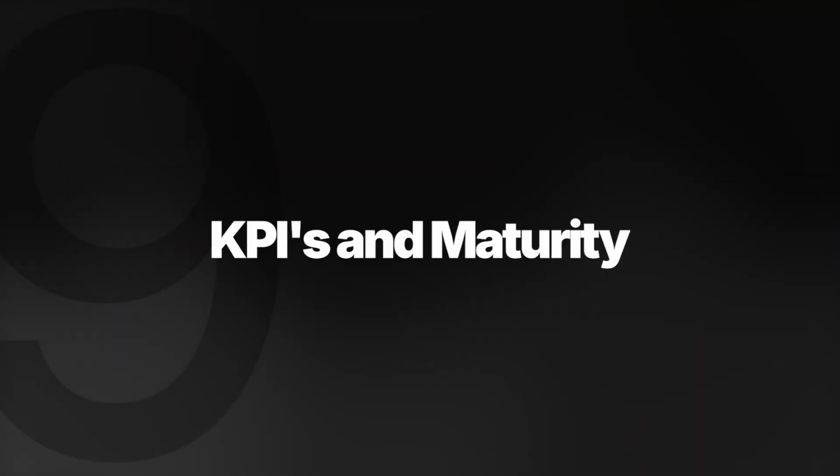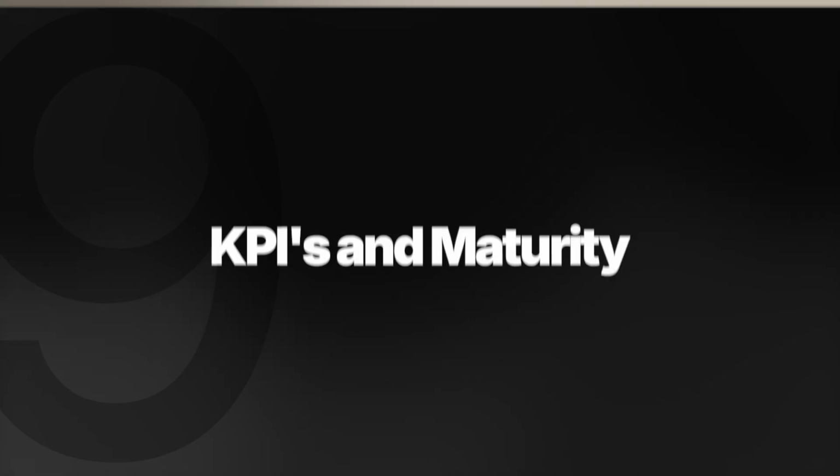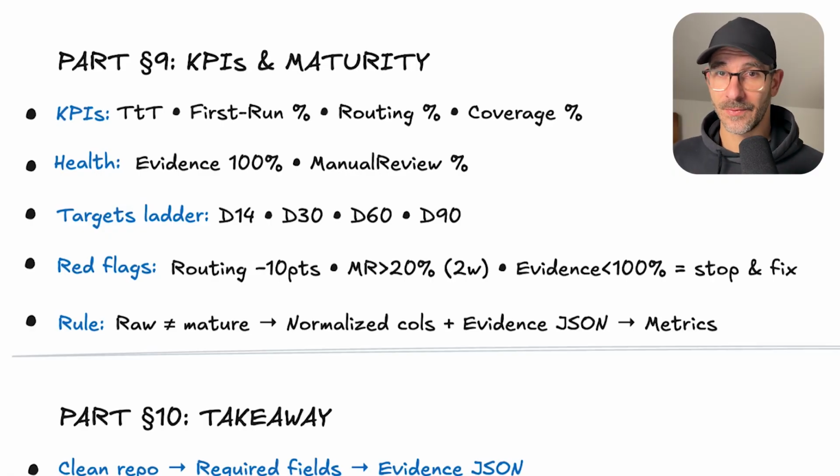Step number 9, KPIs and maturity. We don't celebrate uploads. We celebrate stable, repeatable outputs. You don't have to overcomplicate it. But from week 1, track at least 4 KPIs. Time to triage, first run pass rate, routing accuracy, and playbook coverage. Add 2 health checks. Evidence completeness must always be at 100%. And track your manual review rate.